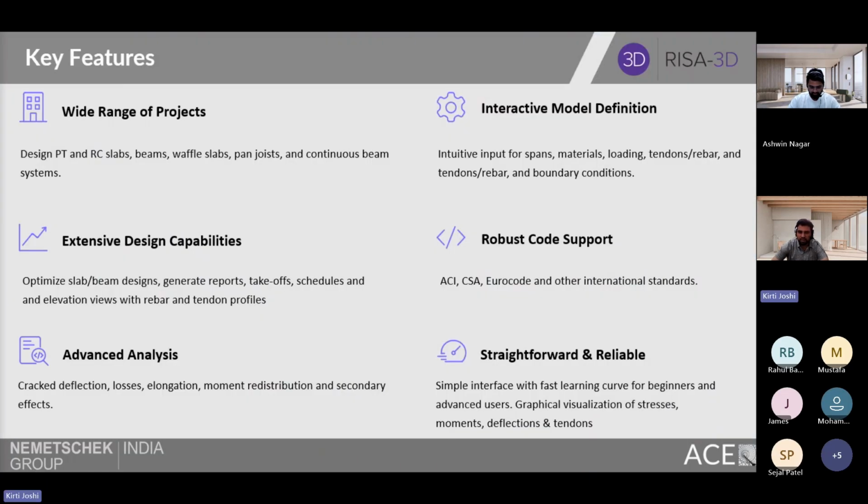So here are some of the key features of ADAPT PTRC. The first is that it supports a wide range of projects, like I mentioned. It allows us to design different concrete beam and slab systems. The second is its interactive model definition, where we can easily define the spans, the supports, the boundary conditions, the loads, and all the details related to the reinforcement and the tendons, so that we can make model updates whenever any design changes occur.